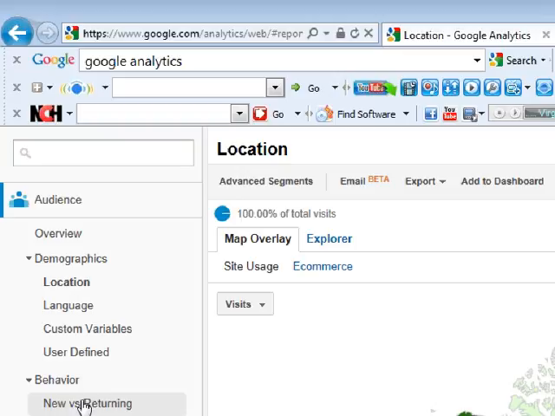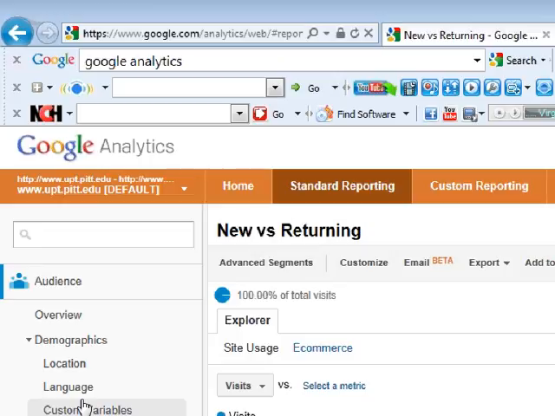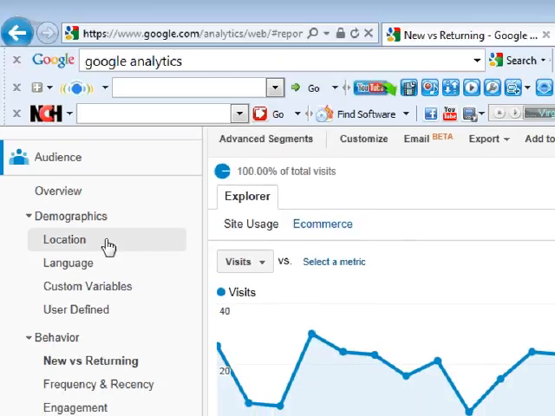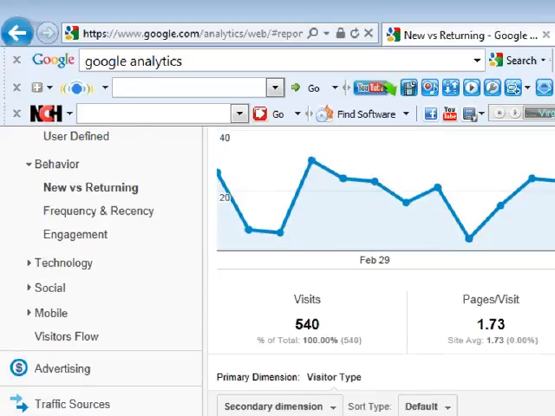New versus returning. We talked about this. That would be your unique visitors versus the returning ones. So you can go down the left-hand menu and get to know what some of these reports are saying. There's 540 visits to the site. The average time on the site, 2.07 minutes. New visits represents 58% of the total visits, and the bounce rate is 62%. And it tells us how long people are staying on there.